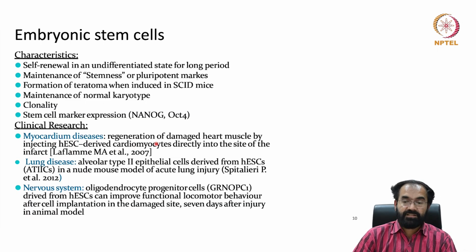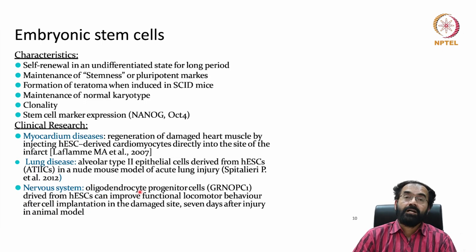Myocardial disease, that is the regeneration of the damaged heart muscle by injecting human embryonic stem cell derived cardiomyocytes directly into the site of infarction, can have some beneficial traits that develop because of the stem cell delivery. Lung disease: alveolar type 2 epithelial cells derived from the human embryonic stem cells, in a nude mice model. Nude mice, again, you don't have the immunity. That means they do not reject the foreign cell. That is called a nude mice model of acute lung injury, and the method has also been published.